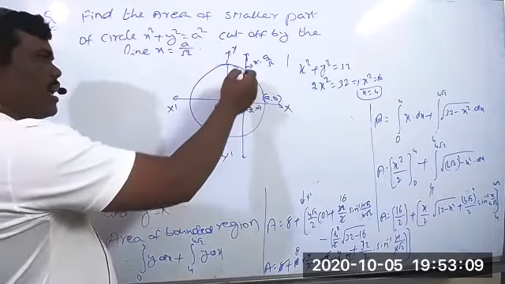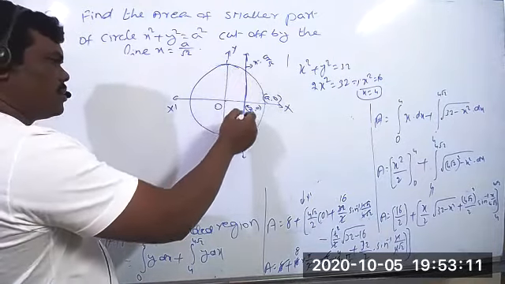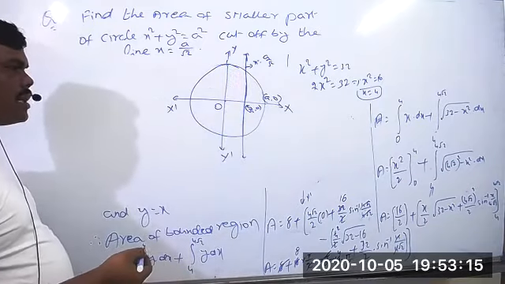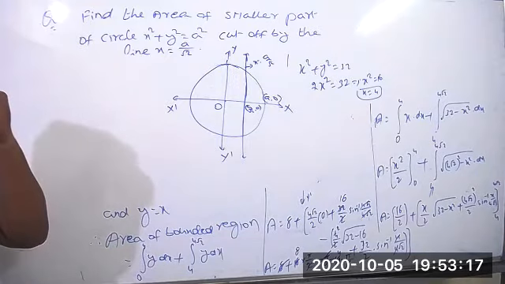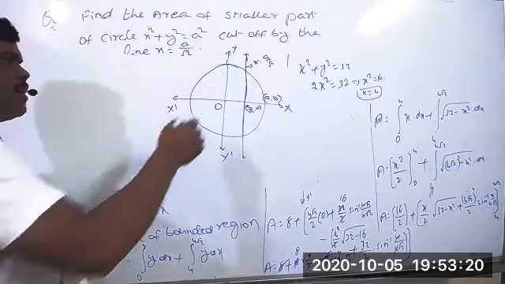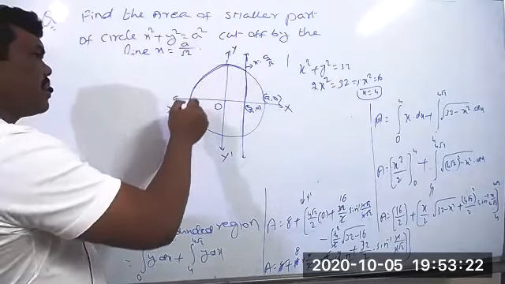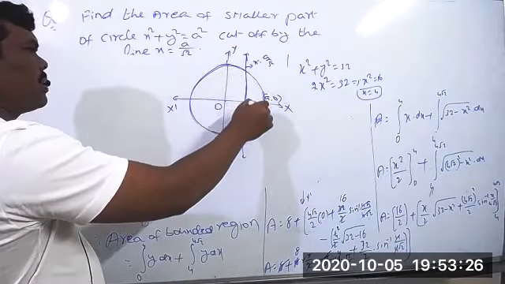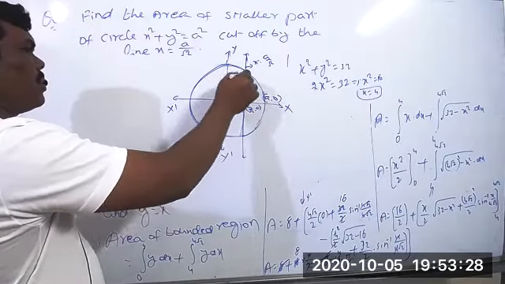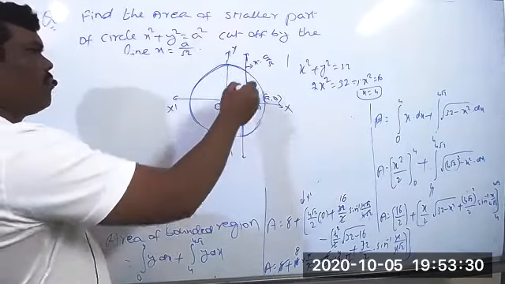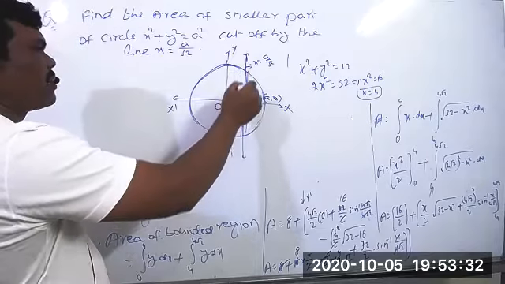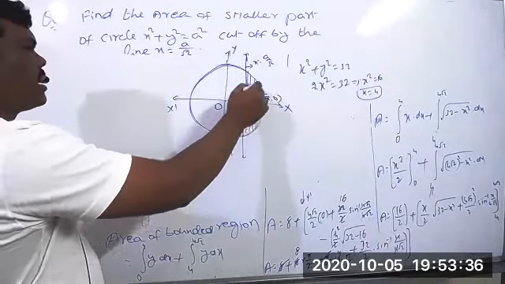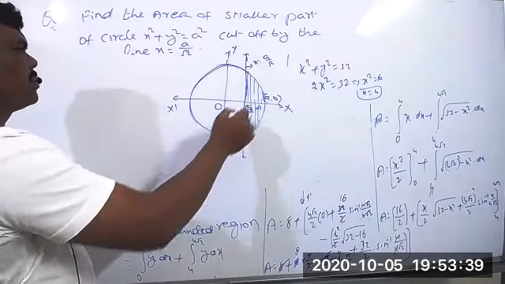This is one chord. A chord of a circle divides the entire circle into two parts: one is the major part and one is the minor part. This entire thing is the major part, and clearly this is the smaller part. What we have to find here is this area, the smaller area. All of you should remember that.